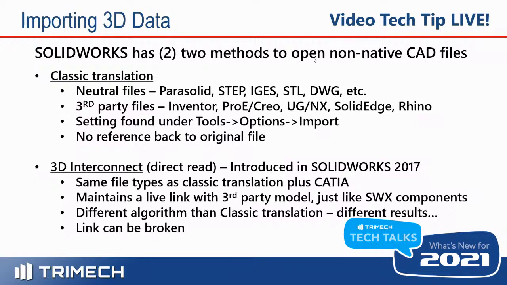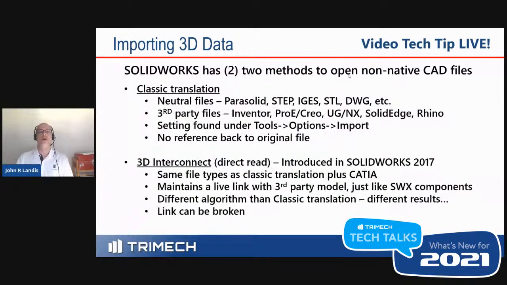In other words, when you bring this in using a classic translation, there's no link back to the original native or neutral file. Now, back in 2017, SOLIDWORKS introduced 3D Interconnect, which is a new technique for bringing geometry from other CAD tools into SOLIDWORKS. The folks at SOLIDWORKS Corporation don't want us to even use the word translate. They want us to call it a direct read. But the takeaway for everyone is that it's actually a different set of algorithms than the classic translation.